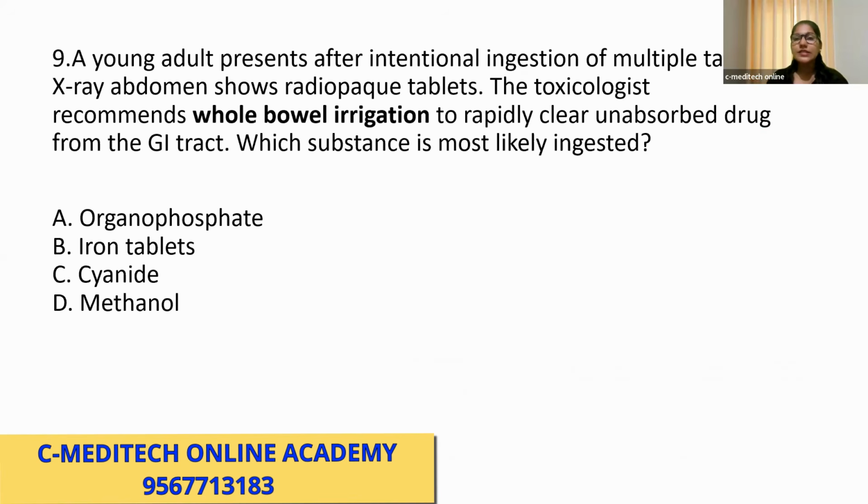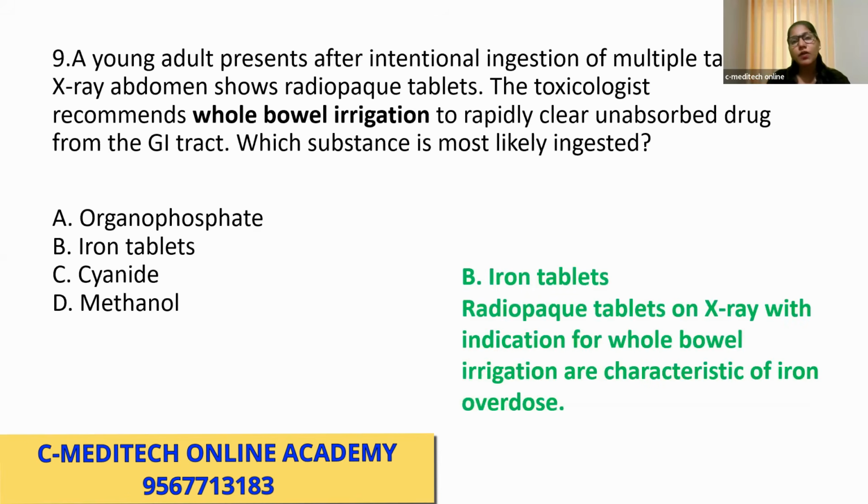Here it is given that a young adult presents after ingestion of multiple tablets, and X-ray abdomen shows radio-opaque tablets along with whole bowel irrigation. So this clearly suggests that it is iron toxicity. The patient is having iron toxicity. We know that the specific antidote for iron toxicity is desferoxamine. The radio-opaque tablet on X-ray with an indication of whole bowel irrigation are characteristic features of iron overdose. The answer will be option B, iron tablet.